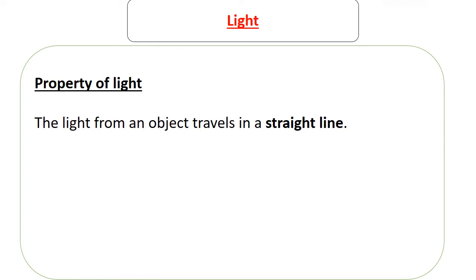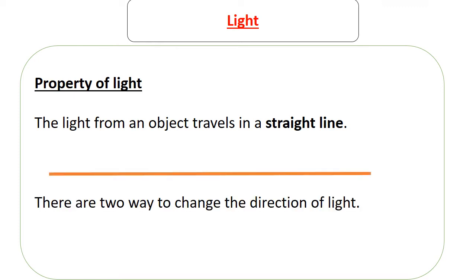So first, the light from an object travels in a straight line. Light always travels in a straight line. It cannot make corners, it cannot bend unless something is done to it. Normally it travels in a straight line.